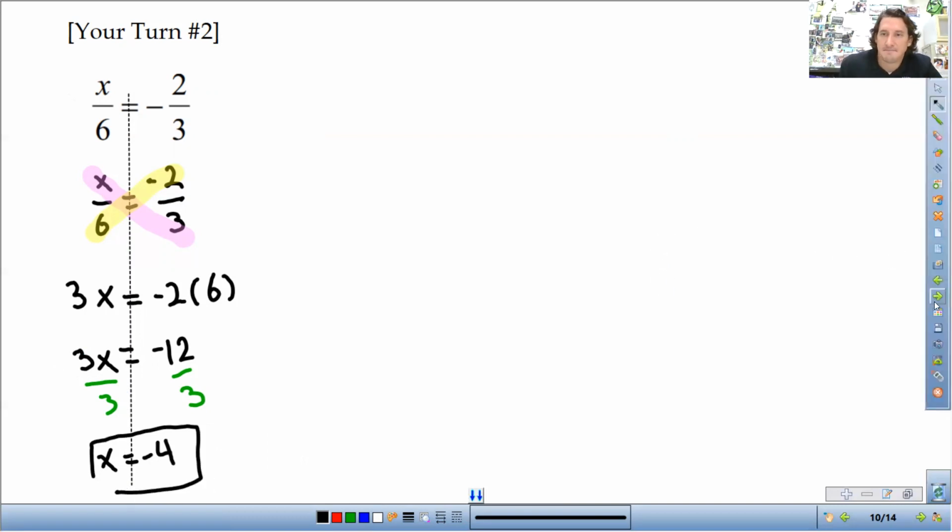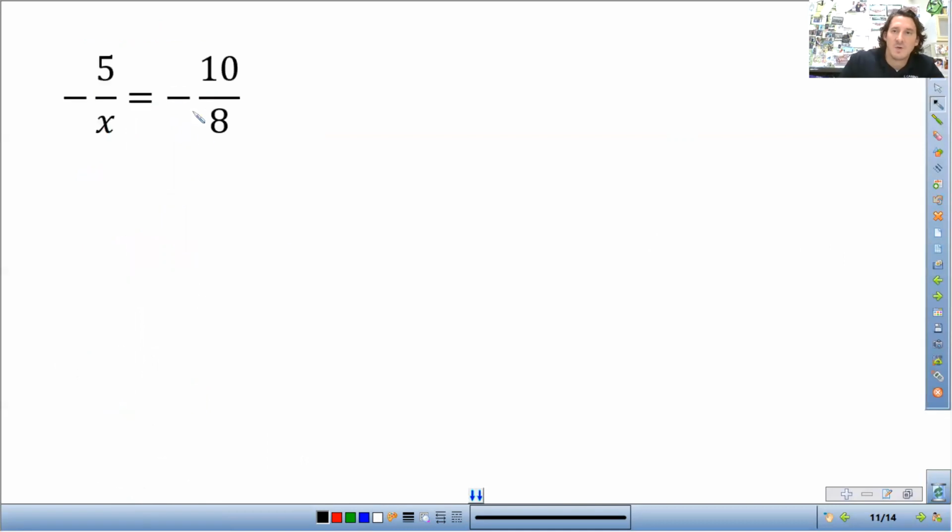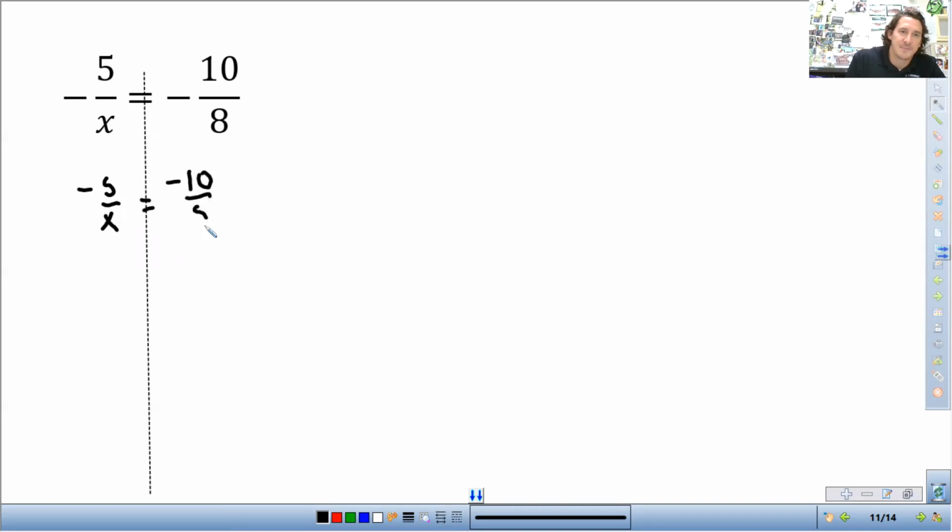Last set of problems. So 2 negatives. Same type of problem. We're still going to cross multiply, but because there's 2 negatives now, it's going to be very important to keep track of the negatives. I'm going to move, like I did on the other problems, move it to the top. So it's negative 5 over x, negative 10 over 8. And then I'm going to cross multiply.